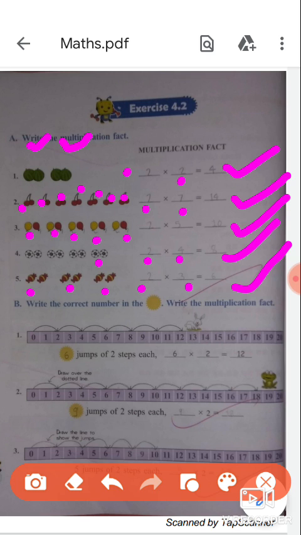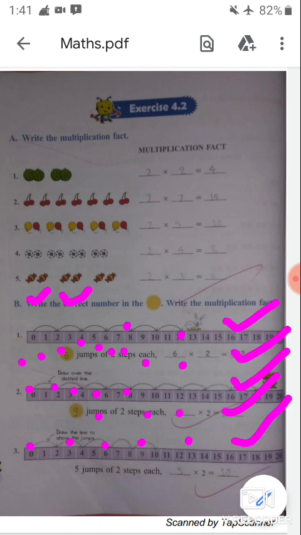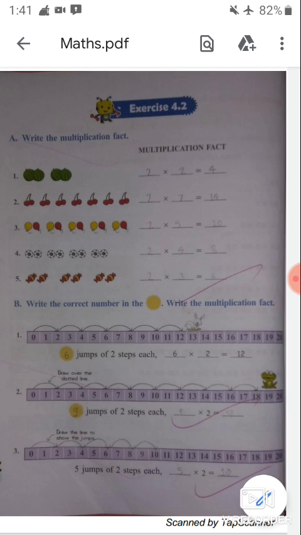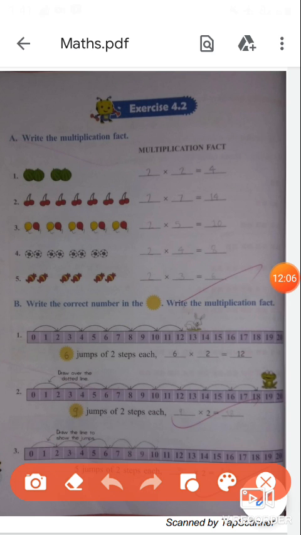Now students, question number B. Write the correct number in the given circle. So students, write the multiplication fact. So here, look here, a rabbit makes 6 jumps of 2 steps each to get to 12. It means 6 multiplied by 2 equals 12.